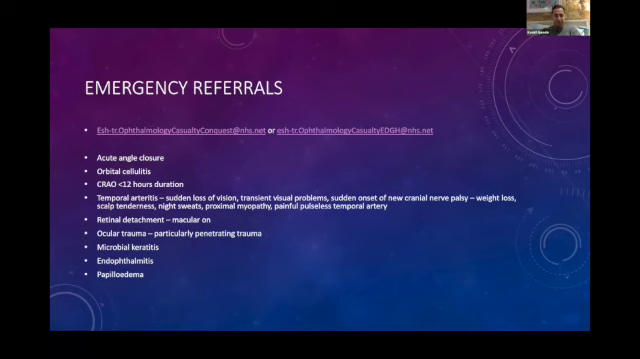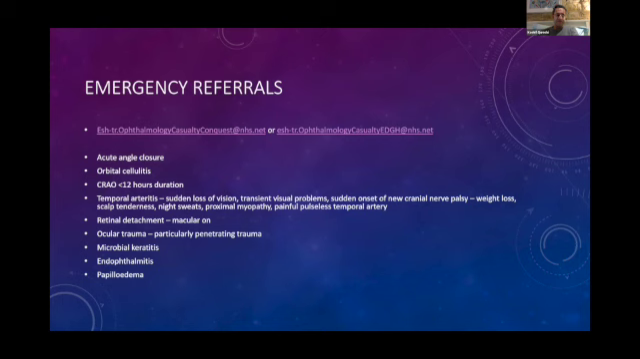So emergencies such as angle closure glaucoma, orbital cellulitis, central retinal artery occlusion that's within 12 hours of duration, any temporal arteritis, and by this we're looking at sudden vision loss, transient visual problems, sudden onset of new cranial pathology, palsies, weight loss, scalp tenderness, night sweats, proximal myopathy, painful pulseless temporal artery, macular detachments, ocular trauma, particularly penetrating trauma, microbial keratitis, endophthalmitis, and of course papilledema. We'll talk about urgent referrals, but the emergencies need to go by these email addresses.